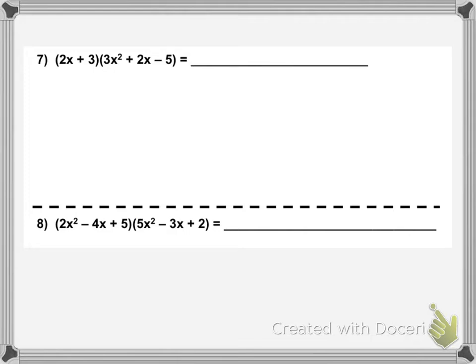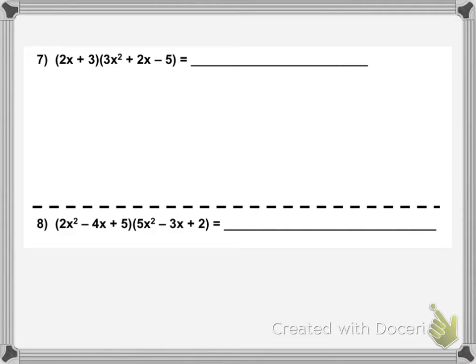Okay, so these last two are just extra. I'm not going to do them with you. You're welcome to try them. So we did multiplying binomials, but you can apply that to multiplying a binomial times a trinomial, like number 7, or a trinomial times a trinomial, like number 8. All you would do is you would just do more multiplying.